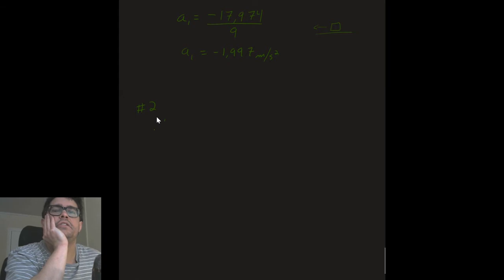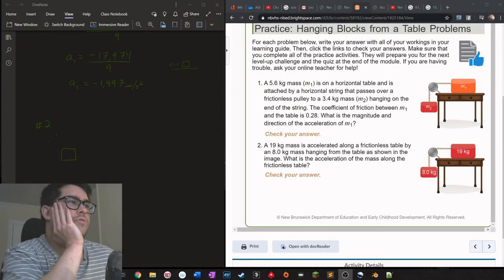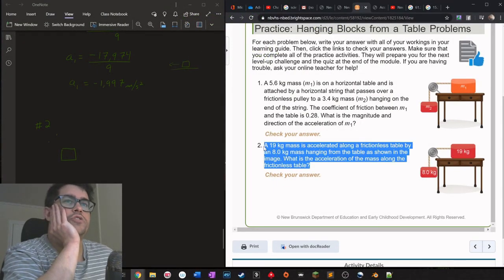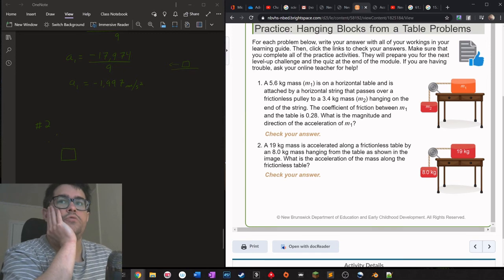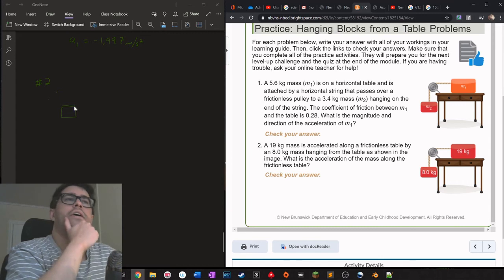So it says that a 19 kilogram mass is accelerated on a table. Let's draw it. We draw our situation first. Okay, so this is the situation that we were going to deal with. So we're going to take all that information, bring it on the paper, and draw some kind of diagram like this.